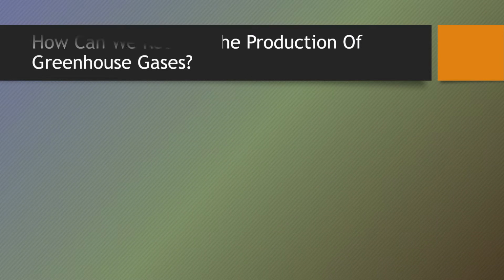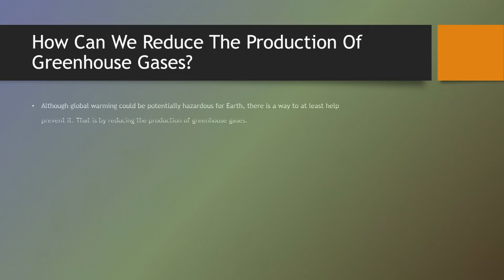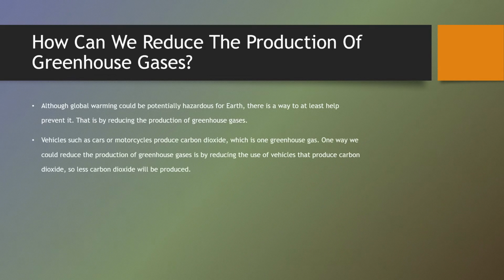Lastly, how can we reduce the production of greenhouse gases? Although global warming could be potentially hazardous for Earth, there's a way to at least help prevent it. That is by reducing the production of greenhouse gases. Vehicles such as cars and motorcycles produce carbon dioxide, which is one greenhouse gas.